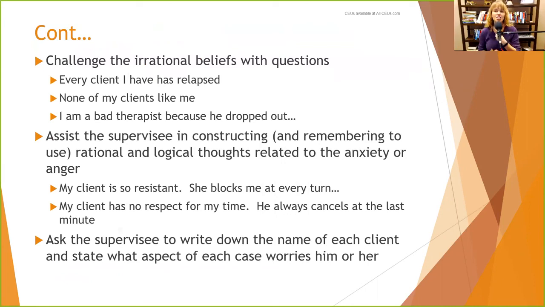Assist the supervisee in constructing and remembering to use rational and logical thoughts related to the anxiety or anger. Such as, if the supervisee says, "My client is so resistant, she blocks me at every turn," then we might want to say, okay, well, if she's blocking you, how is she doing that? And what function might that be serving? So encourage them to really think it through instead of getting frustrated and meeting anger with frustration.